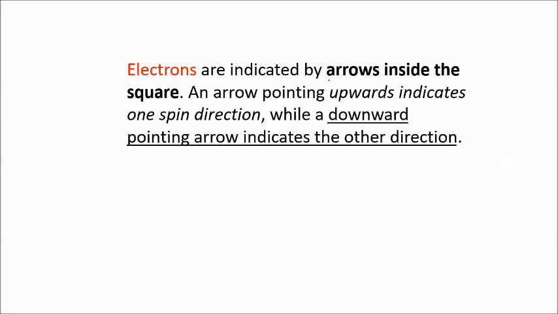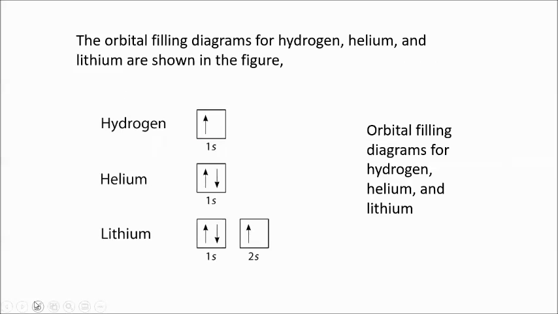Okay, electrons are indicated by arrows inside a square. An arrow pointing upward indicates one spin direction, while downward pointing arrows indicate the other direction. So the orbital filling diagrams for hydrogen, helium, and lithium are shown in the figure. We have the hydrogen. Kasi si hydrogen, meron itong atomic number na 1. Si helium may atomic number na 2. And si lithium may atomic number na 3. So itong 1, 2, and 3 ang i-distribute sa electron configuration and orbital filling. So this is 1s1, 1s2 for helium, and 1s2 for lithium, and 2s1.